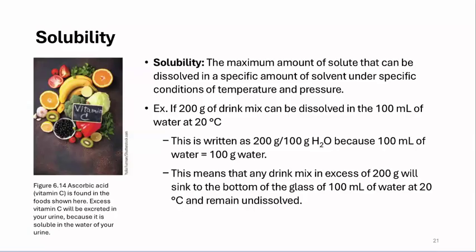One of the examples of a solute that is in the human body and that we know we can find in food is vitamin C. When vitamin C is ingested in high amounts, because it is soluble in water, that extra vitamin C that the body cannot absorb can actually be secreted in urine.